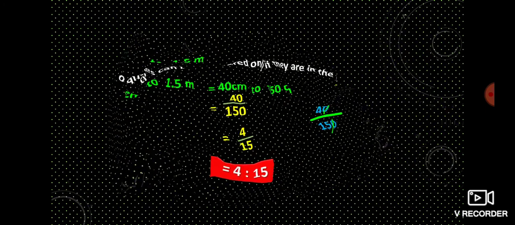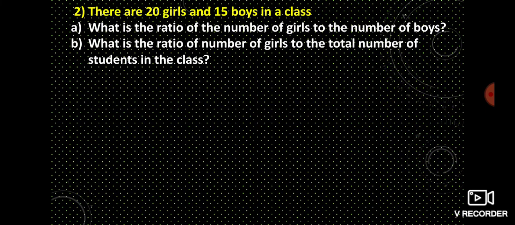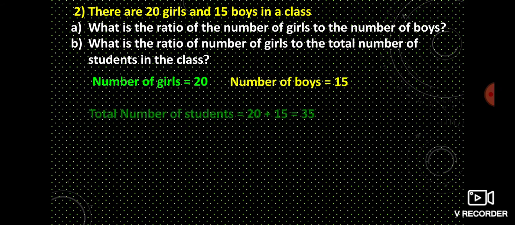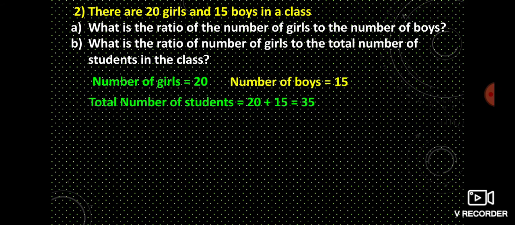Okay. Next, we have one word problem for this ratio. There are 20 girls and 15 boys in a class. What is the ratio of the number of girls to the number of boys? We know the number of girls is 20, the number of boys is 15. What is the ratio of the number of girls to the total number of students in the class? The total number of students, we also know: 20 plus 15 equals 35.